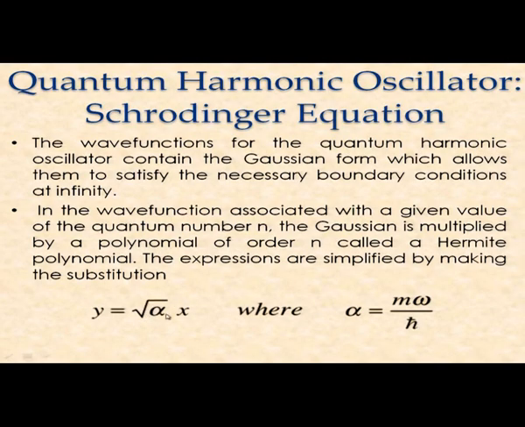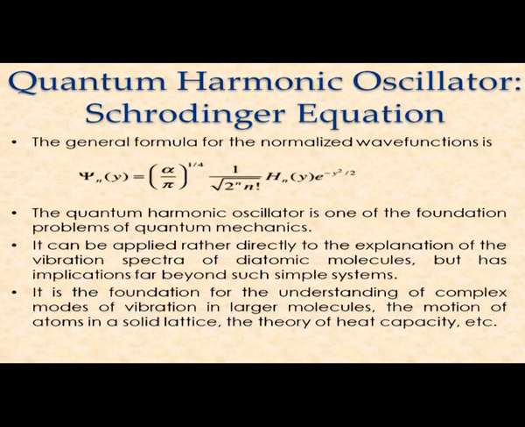The expressions are simplified by making the substitution y is equal to square root of alpha into x, where alpha is equal to m omega by h cross. So, you will get the wave function for the harmonic oscillator. That wave function will be a Gaussian one, in the form of a Gaussian. That is the understanding from that area.